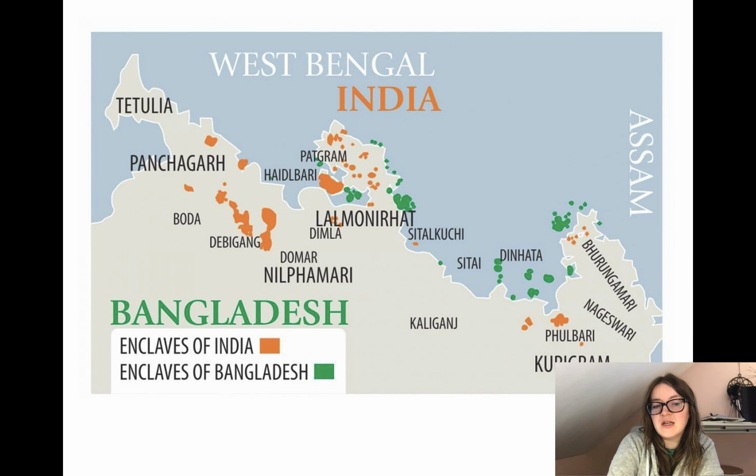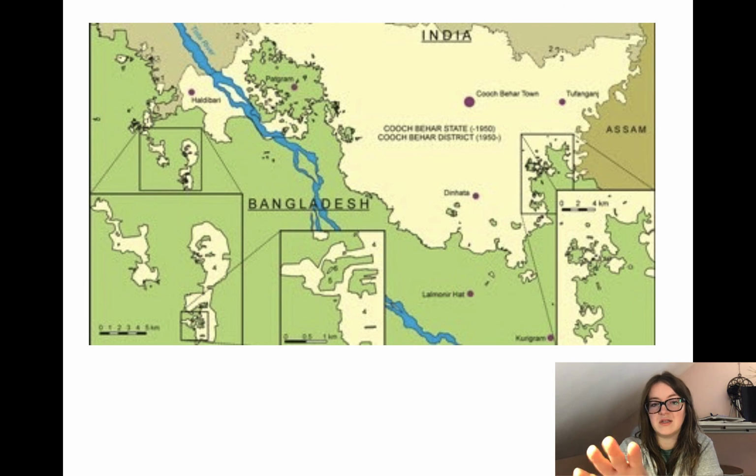Between India and Bangladesh, we also have quite a few exclaves and enclaves. So everything in green is an enclave of Bangladesh. Everything in orange is an enclave of India. And then this is the same concept. We just see it in slightly different colors. But we can see how much crossover there is. We have Bangladesh within India within Bangladesh. And remember, this is largely a result of partition. So that's separation of the countries.